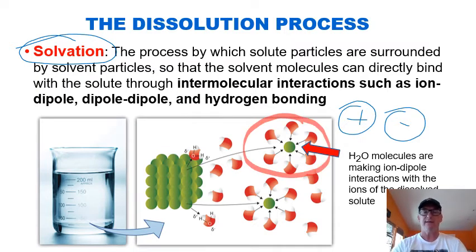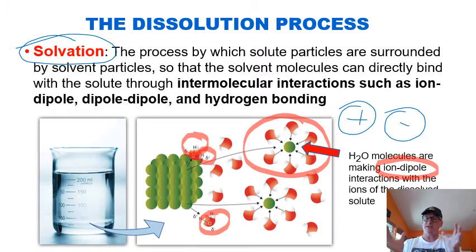You can see here we've got the negative ion interacting with the partially positive parts of the water. And here the positive ion is interacting with the slightly negative side, the oxygen side. So both of them are surrounded by water, making these ion dipole interactions, which are really strong. And that's why ions dissolve in water in the first place.